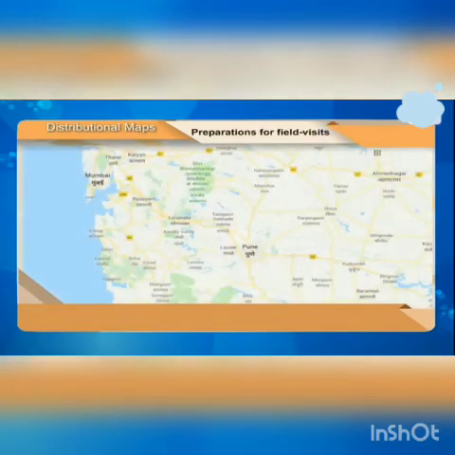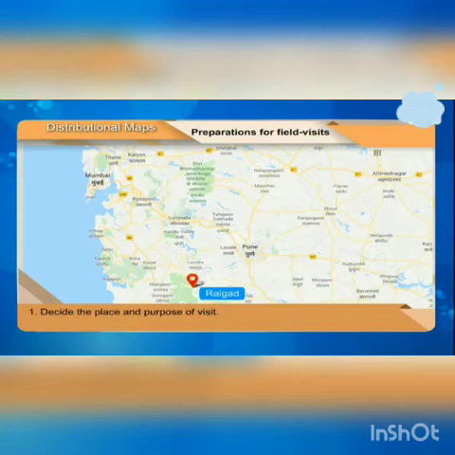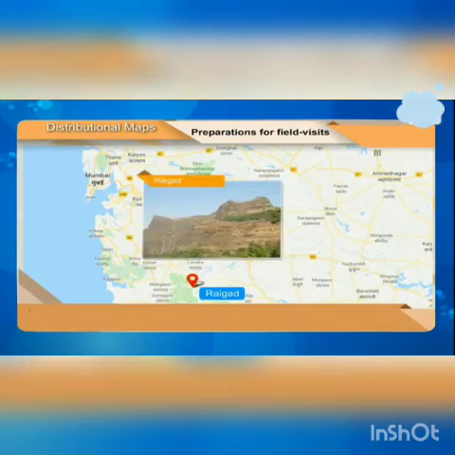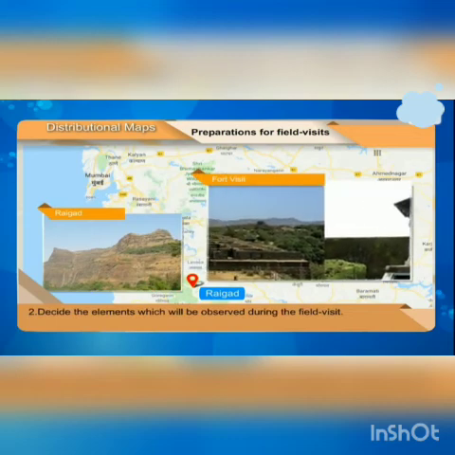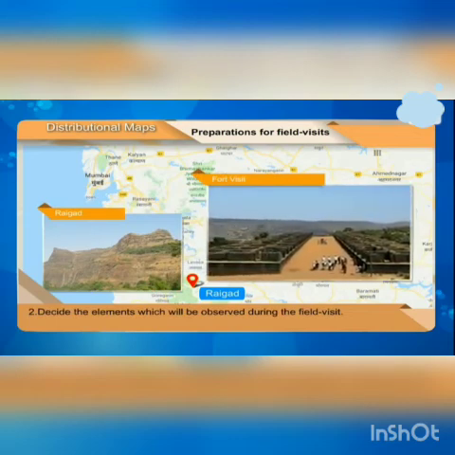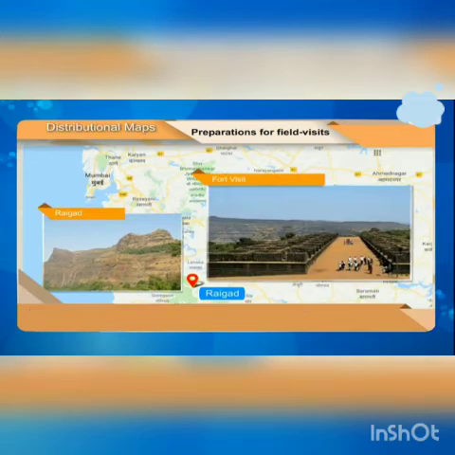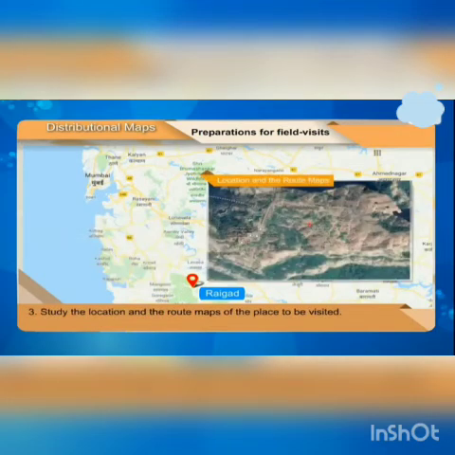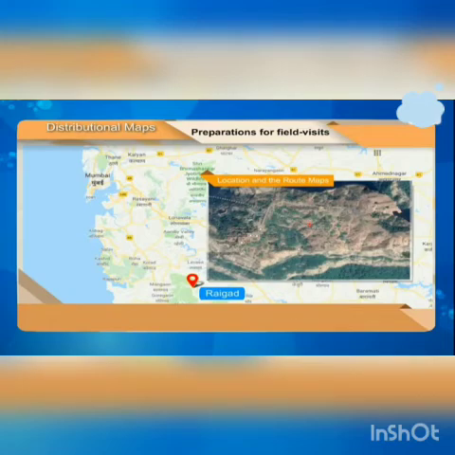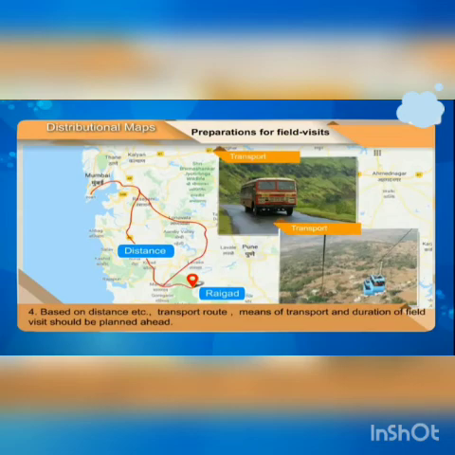So let's see how to do the preparation for field visits. We have to decide the area, where we are going, what the purpose is, and decide the elements which we are going to visit over there. We have to decide what we are going to do. Study the location of the area, the route map, how we are going to go there, distance, the transport route, the means of transport, duration of the field visit, timing. It should be planned ahead. We have to do the preparation.